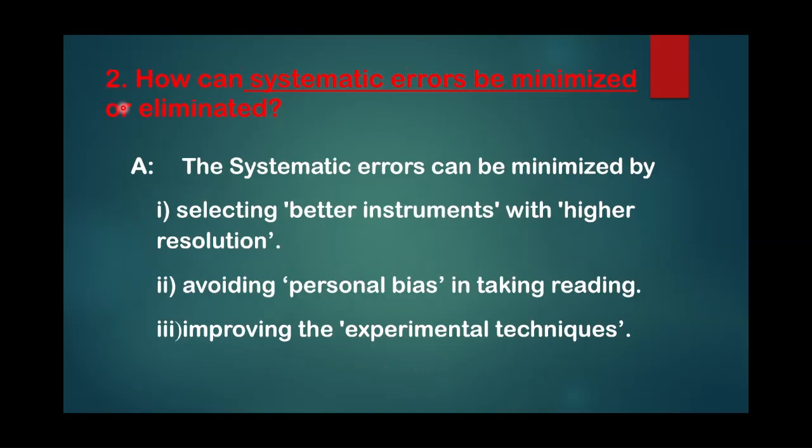Second question: how can systematic errors be minimized or eliminated? Systematic errors can be minimized by three things: first, by selecting a better instrument with a higher resolution; second, avoiding personal bias in taking readings; and third, by improving the experimental techniques.